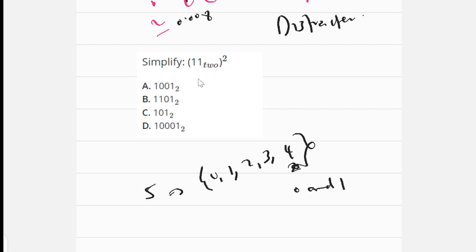Because we are working in base 2, and don't forget what I said: if you are working in a particular base, then you cannot have a number equal to or greater than the base. I hope you understand now. You can only have numbers lesser than the base. So now we are working in base 2.